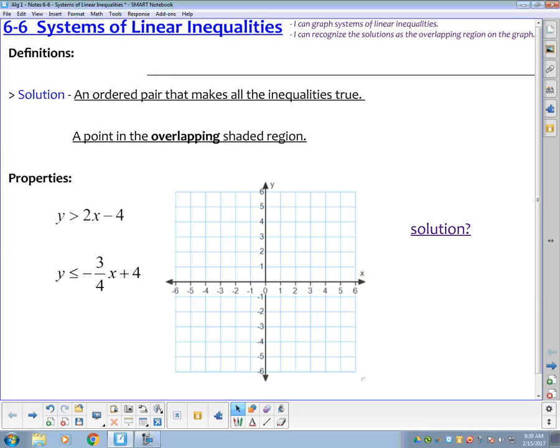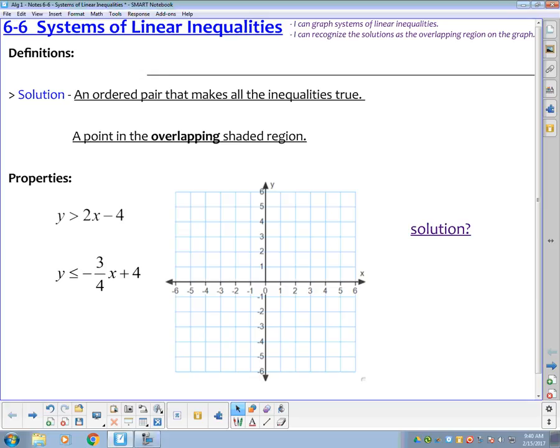So honestly, this is really good practice on one of the main skills from all of Algebra 1, and that is graphing a line. When we leave Algebra 1, especially those of you going into geometry, you're going to need to know how to graph a line. So this is really good practice for that. All right. Let's graph the first inequality here.